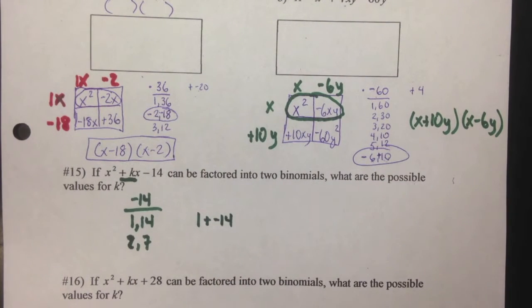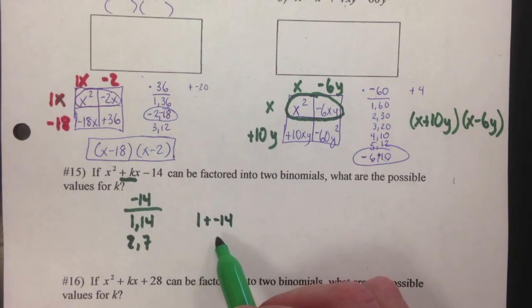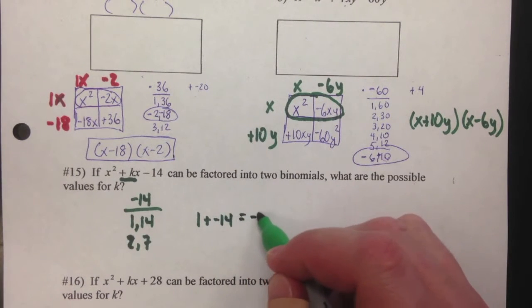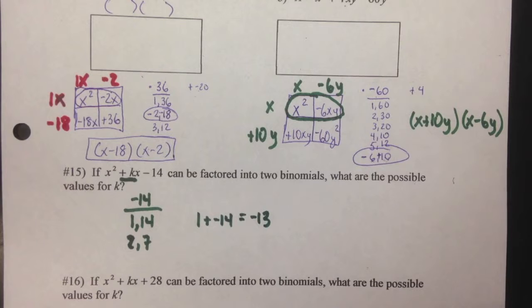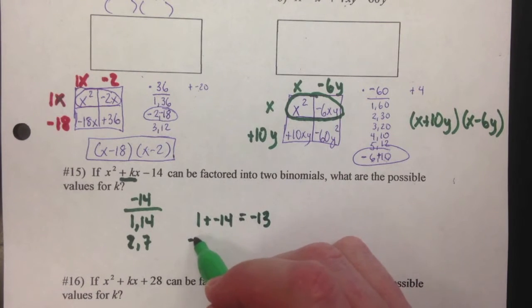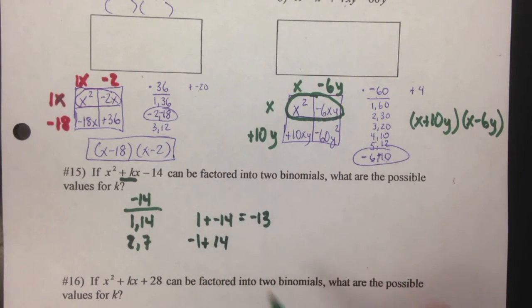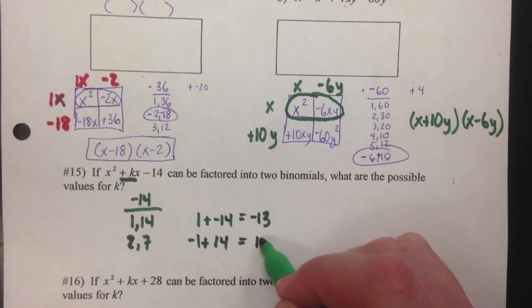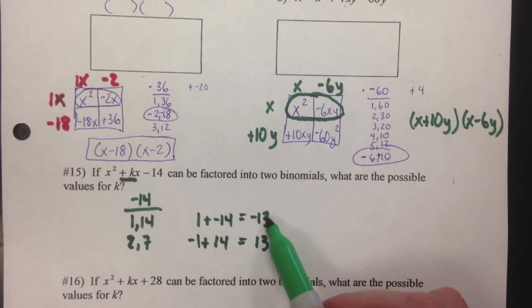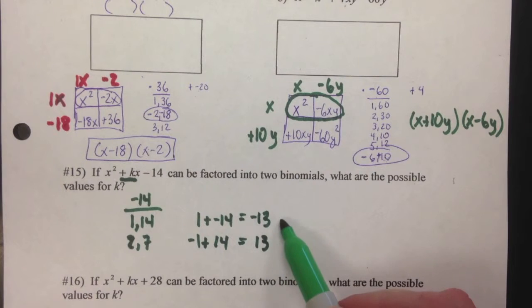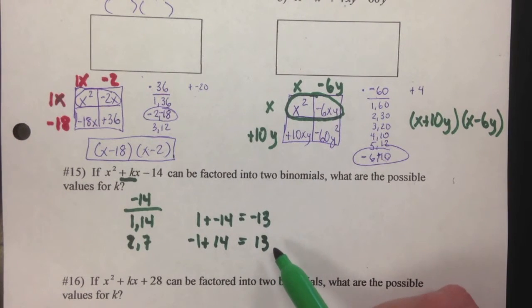So if we do 1 plus negative 14, the middle term would have to be negative 13. Now what if we made the 1 negative and the 14 positive? That would give you positive 13. Now this would be your middle term. It would be negative 13x, it would be positive 13x.